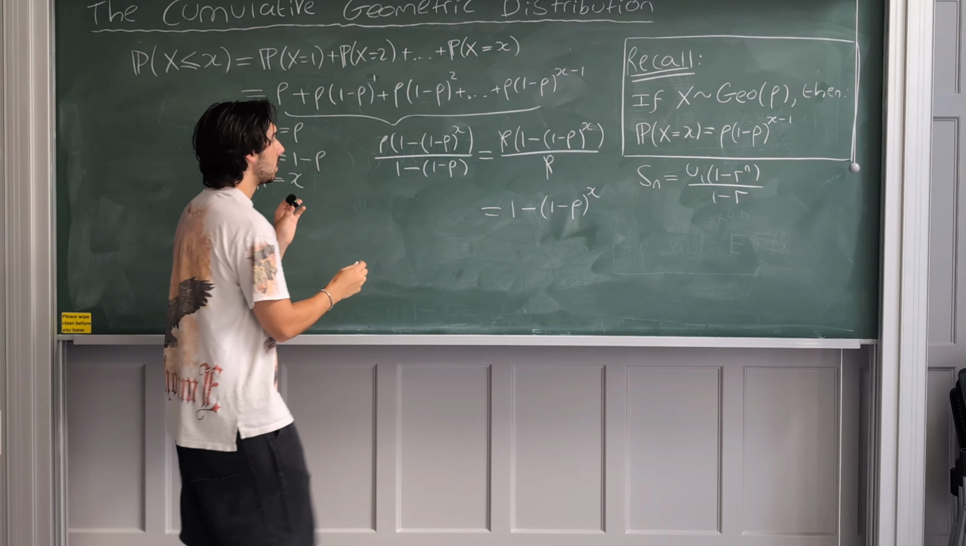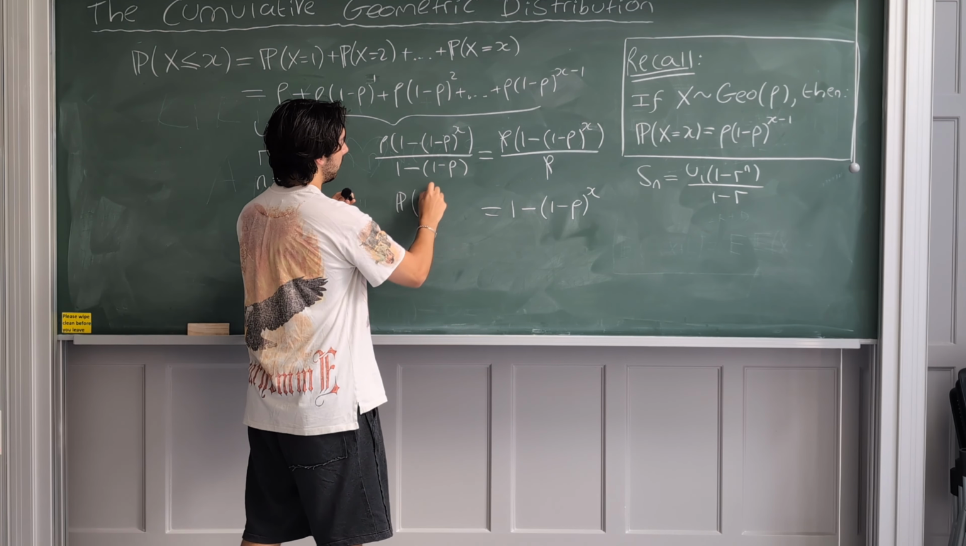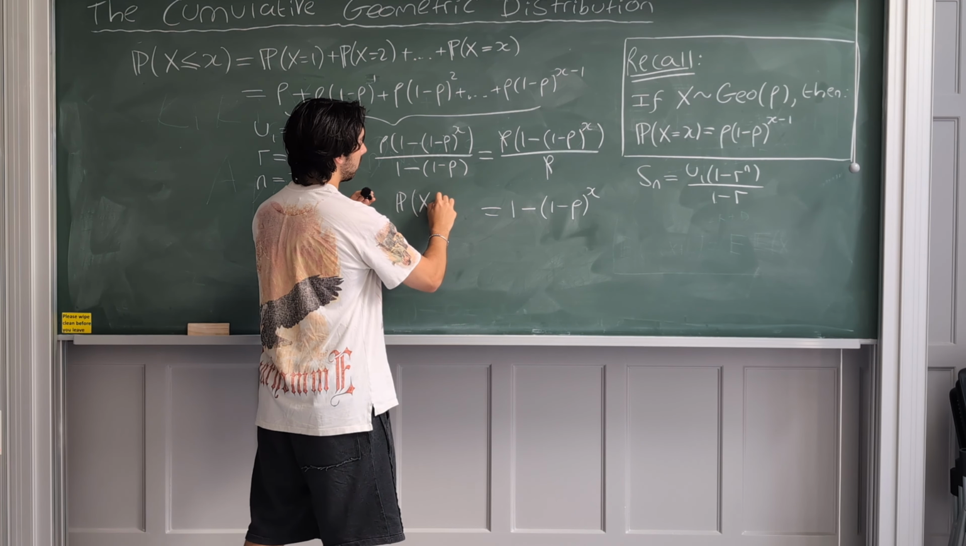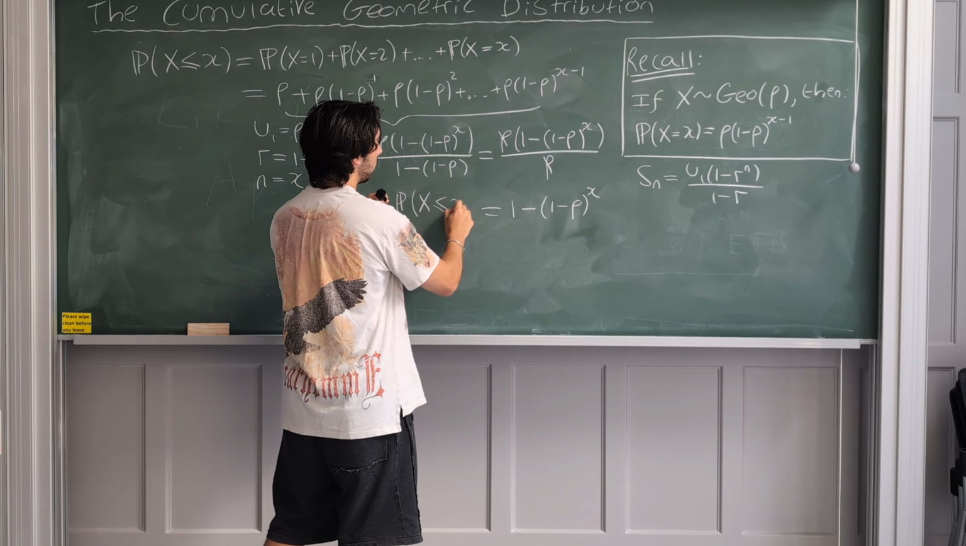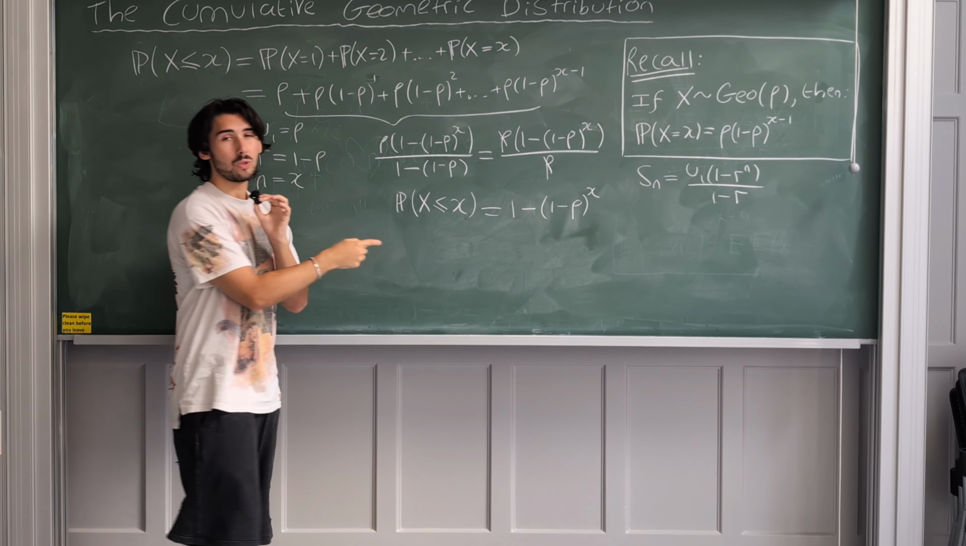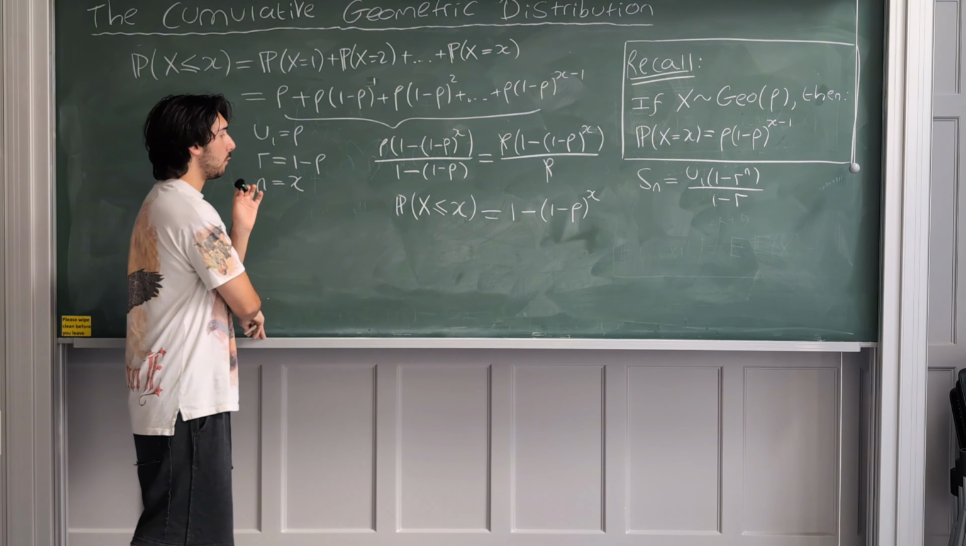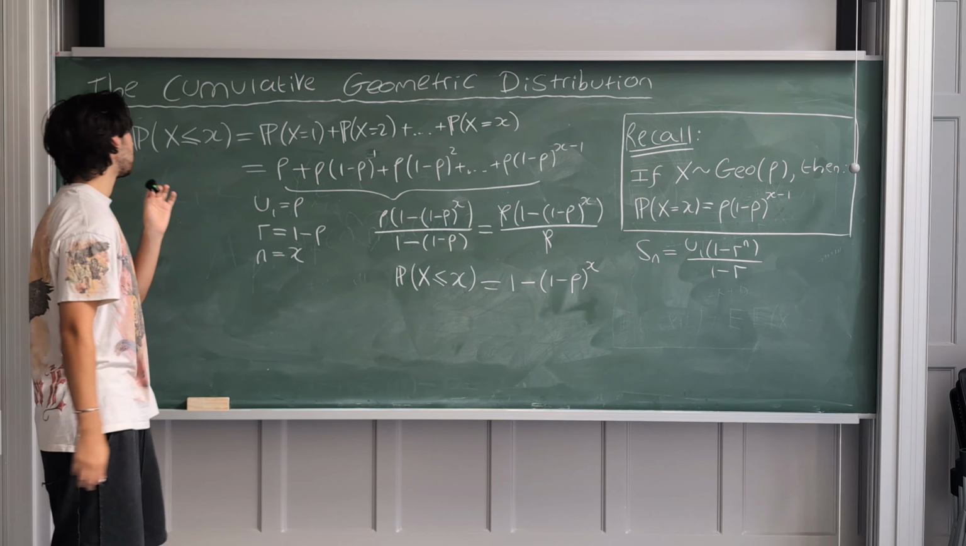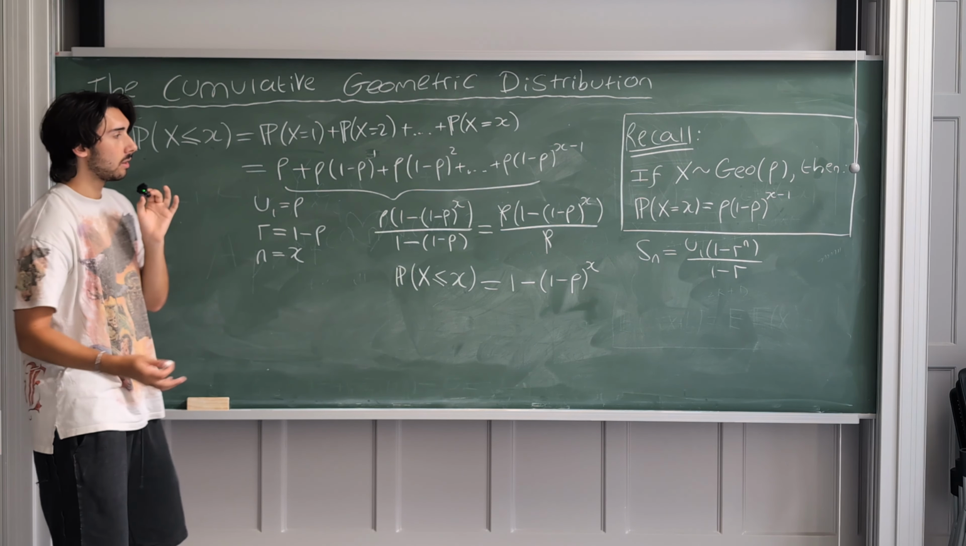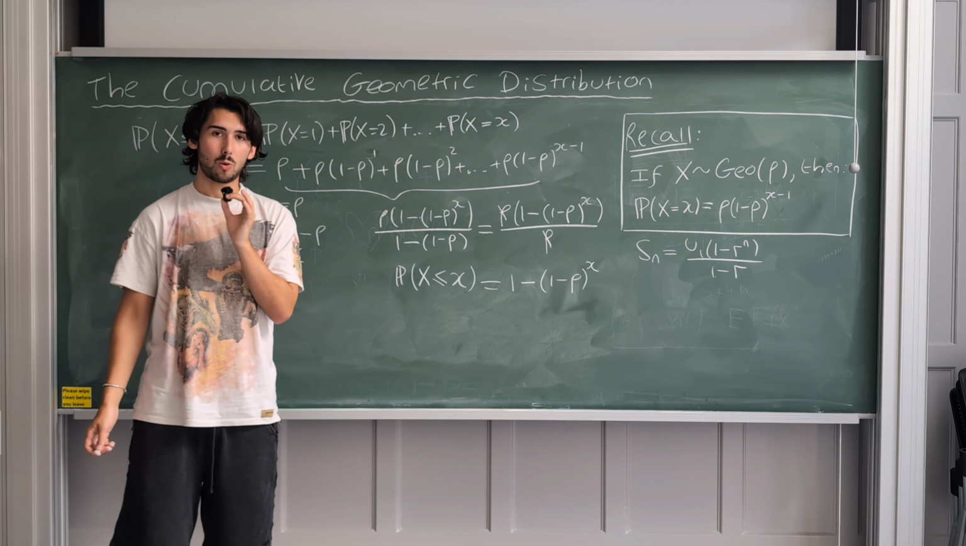This is the probability that the random variable takes a value less than or equal to a number of your choosing, x, lowercase x. So this is our expression for the cumulative distribution. Now we're going to look at how to actually use it in a real question.